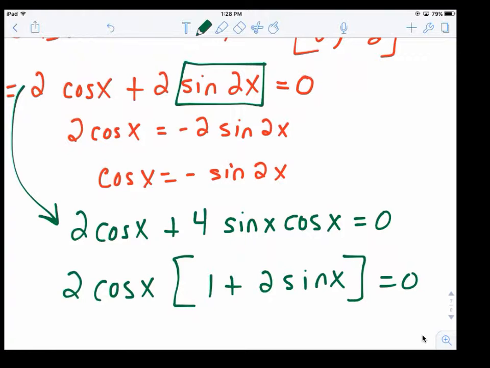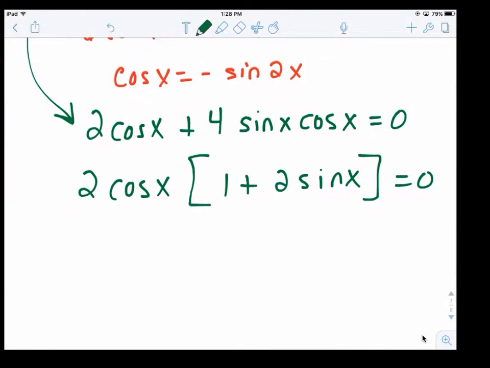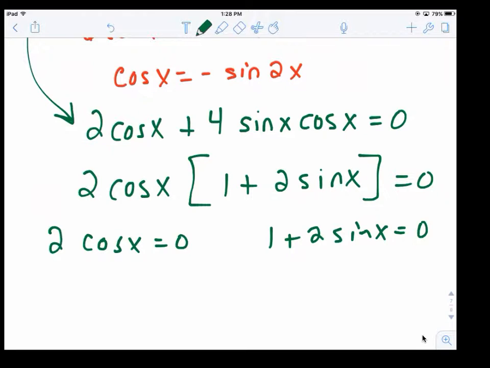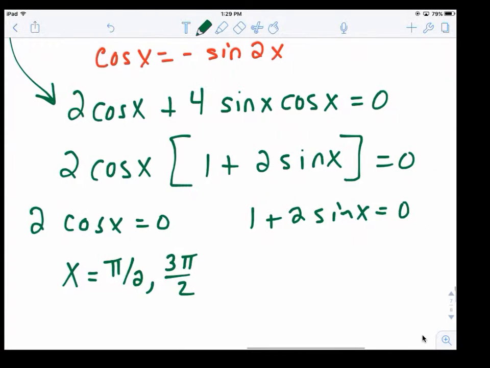So you can take out a 2 cosine of x, right? And you're left with 1 plus 2 sine of x. So you're trying to see where 2 cosine of x equals 0, and where 1 plus 2 sine of x equals 0. So cosine of x is equal to 0 at pi over 2 and 3 pi over 2, right? You're supposed to know your unit circle.